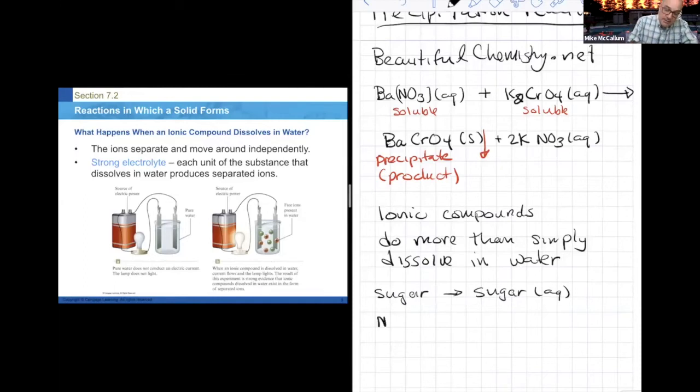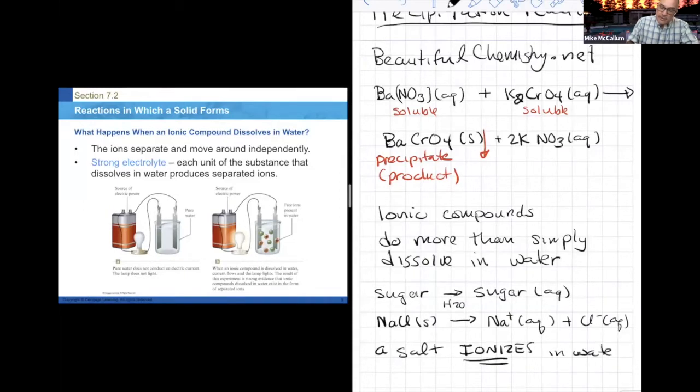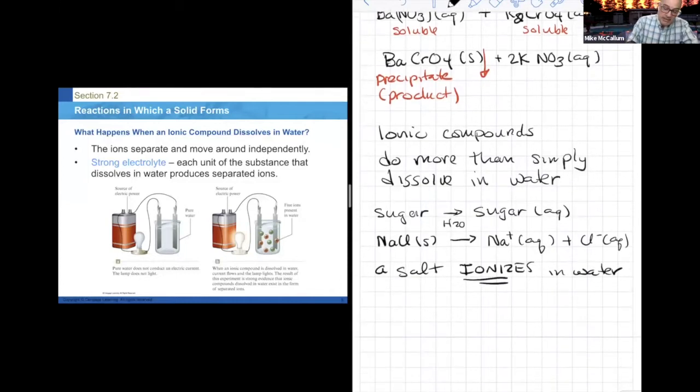If we take something like table salt, sodium chloride, and we put this in water, H2O, then what we get is free ions, right? So this does more than dissolve. The sugar, or I'm sorry, a salt ionizes in water, right? So it breaks apart into its constituent ions, and those species now float around in solution individually. These charged species float around individually in water, right? So we have a word to describe the difference, and that is an electrolyte.